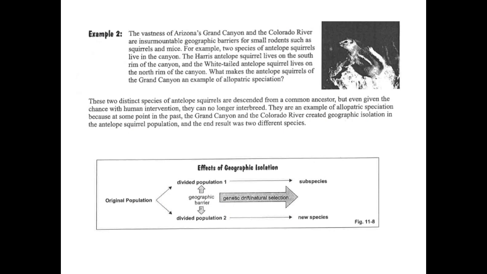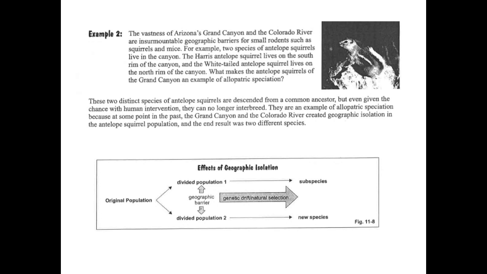So here are some squirrels, some rodents that live in the Grand Canyon area. It says the vastness of Arizona's Grand Canyon and the Colorado River are insurmountable geographic barriers for small rodents. So if you're a little squirrel or a mouse, you're not going to be able to jump over the Grand Canyon and swim across the Colorado River in order to get to the animals on the other side.